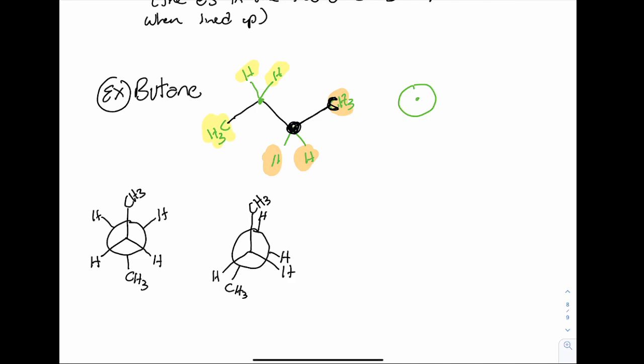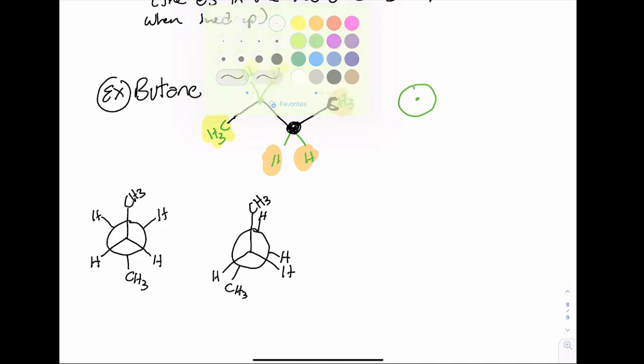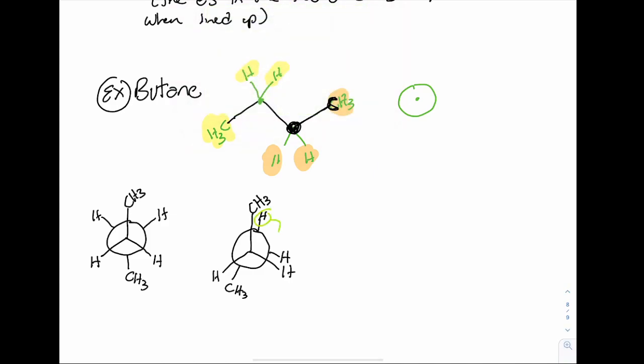And then I'm going to do the same thing. I'm going to take this one and rotate the back carbon another 60 degrees. So this group is going to come over here, this is going to come over here, and this is going to come over here, and we're going to have another staggered conformation.